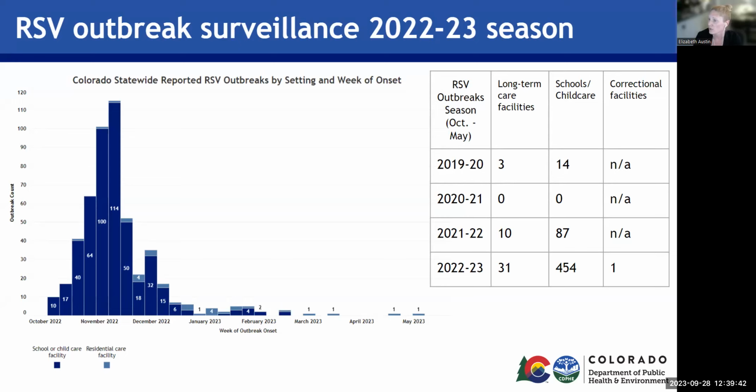So just to show some of the outbreak trends for RSV, this is looking at last year from October 2022 to May 2023. This graph shows RSV outbreaks by the setting type and the week of onset. You can see here, several outbreaks occurred among schools and childcare facilities. That is where the vast majority of outbreaks are reported, since RSV impacts the pediatric population the most significantly. However, we also tend to see RSV outbreaks occurring among the elderly population, which again is another group that is susceptible to RSV as well.